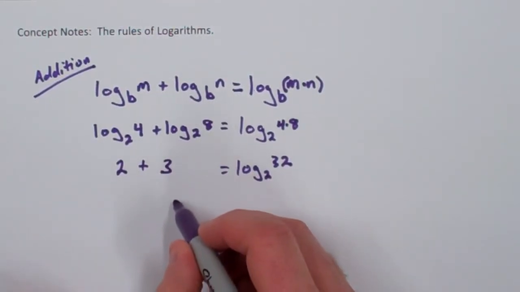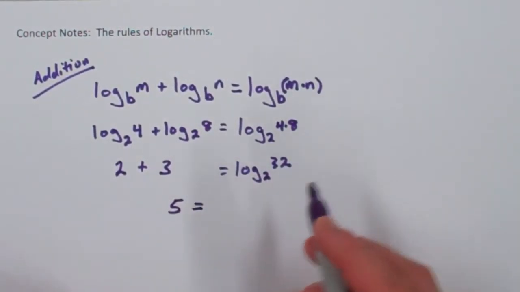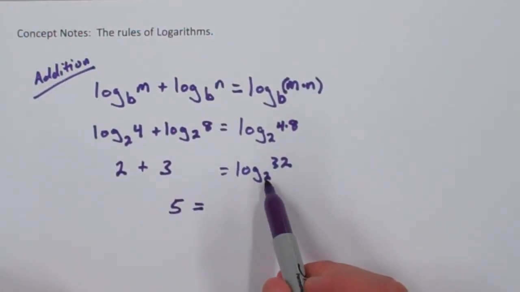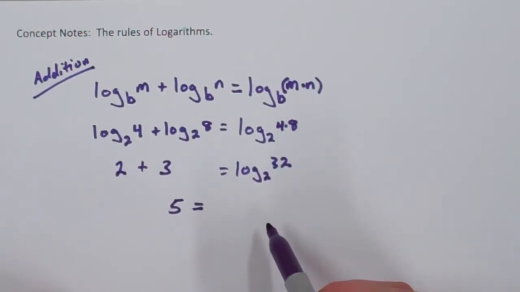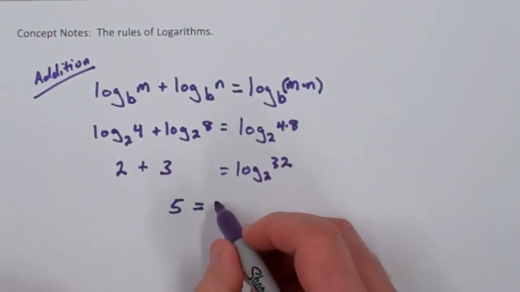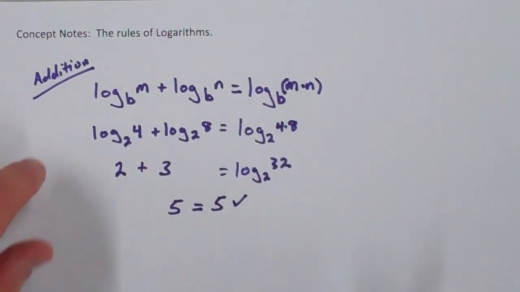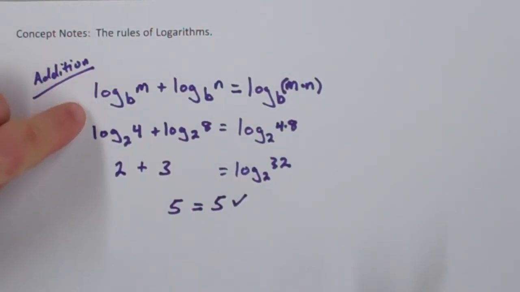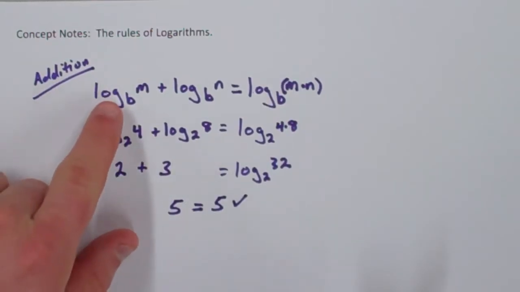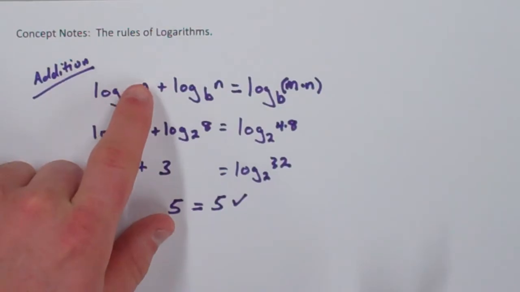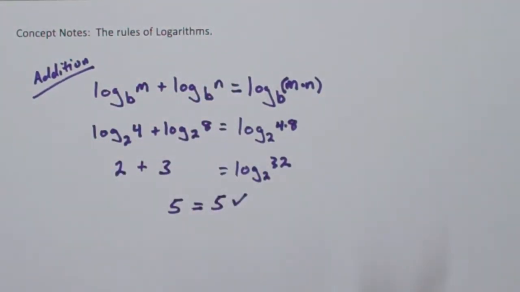So in the next step, we could combine 2 and 3, that's 5. And then here we have log base 2 of 32. So this is asking us, 2 to what power is 32? Well, 2 to the 5th power is 32. So we do actually have an equivalent statement here if we use our addition rule of logarithms. So remember, when you're adding logs with the same base, it's got to be the same base, you're going to multiply the value or variable in the argument position.